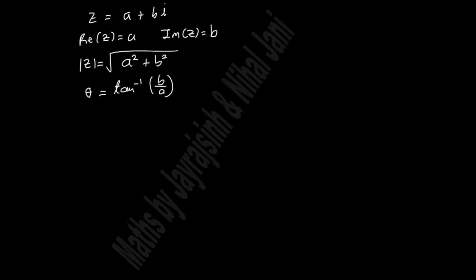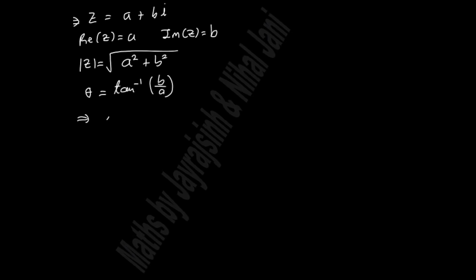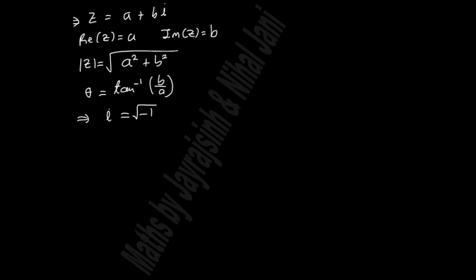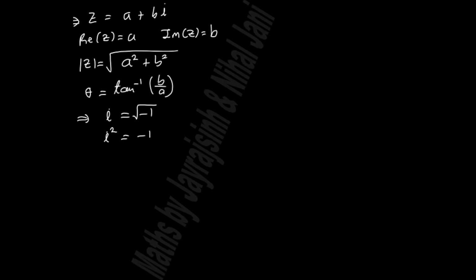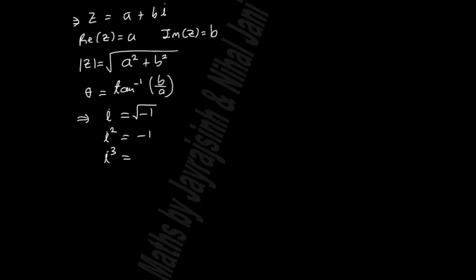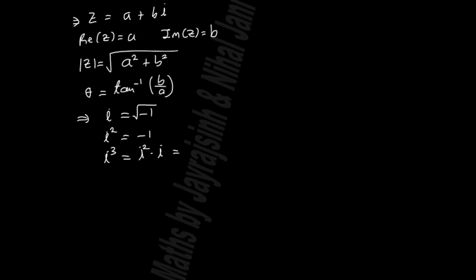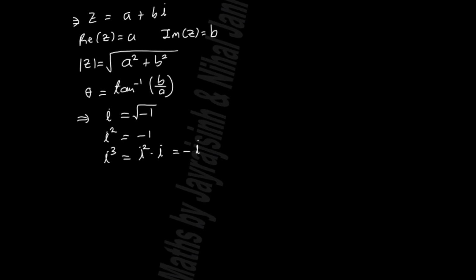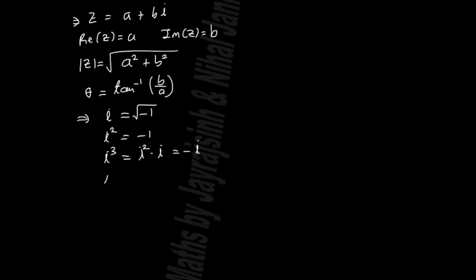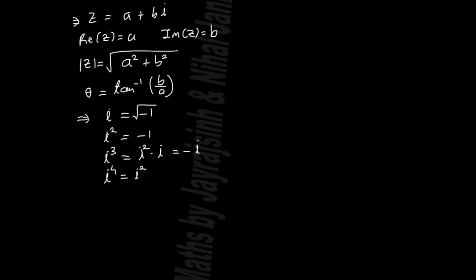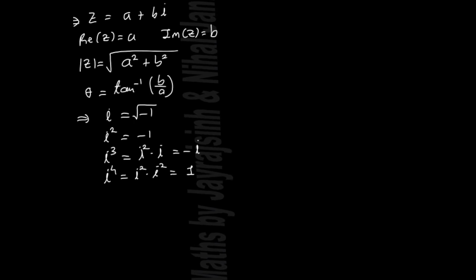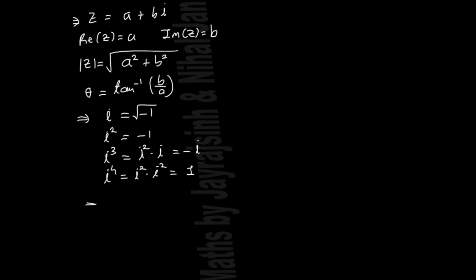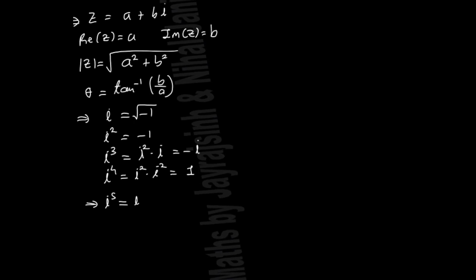Then higher powers of i. I is actually the square root of -1, right? So i squared must be -1. Then what about i cube? It is the product of i squared and i, and i squared is nothing but -1, so this will become -i. Similarly, i raised to 4 is the product of i squared and i squared, -1 times -1 becomes 1.